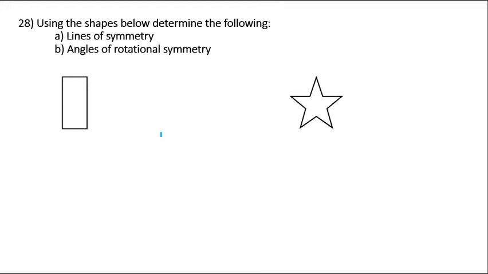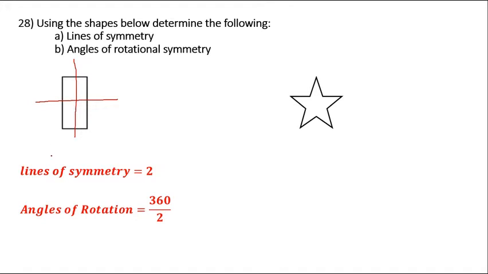Okay, now 28 says using the shapes below, determine the following: lines of symmetry and angles of rotational symmetry. So for lines of symmetry, for the first one, I'm looking at how many lines we can use to cut the shape in half into equal parts. So there's one and there's two. So here I would say lines of symmetry equals 2. And for my angles of rotational symmetry, I just take 360 and divide it by whatever number this was.